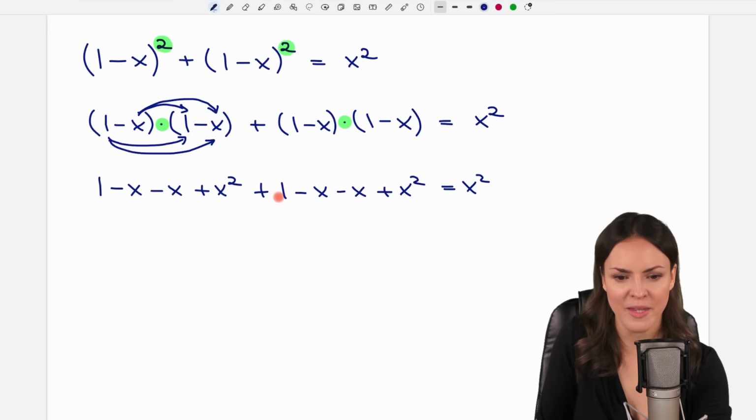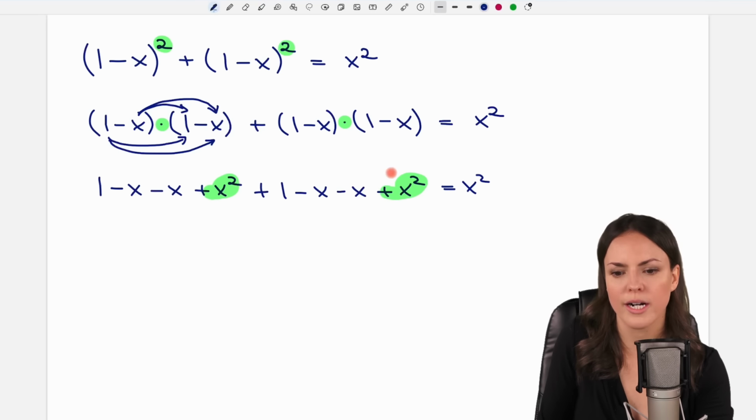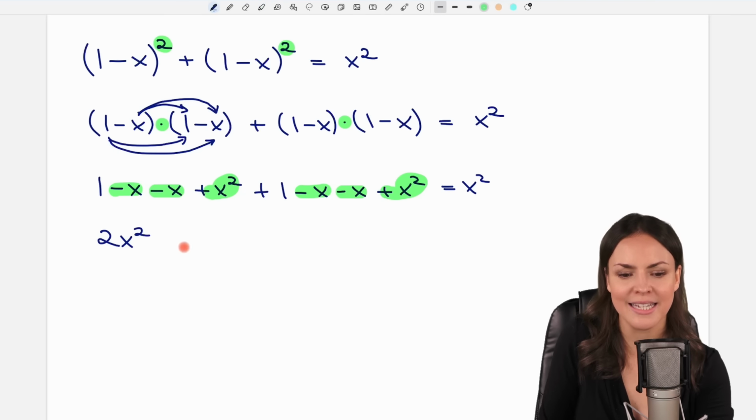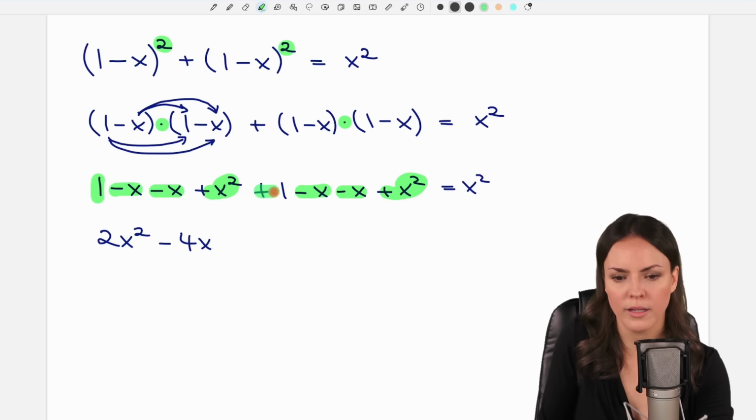Now let's simplify. We start with the x squared terms. So we have x squared plus x squared, which equals 2x squared. Then we have the x ones: minus x, minus x, minus x, minus x equals minus 4x. And then the numbers: 1 plus 1 equals 2. And on the other side, we still have our x squared.